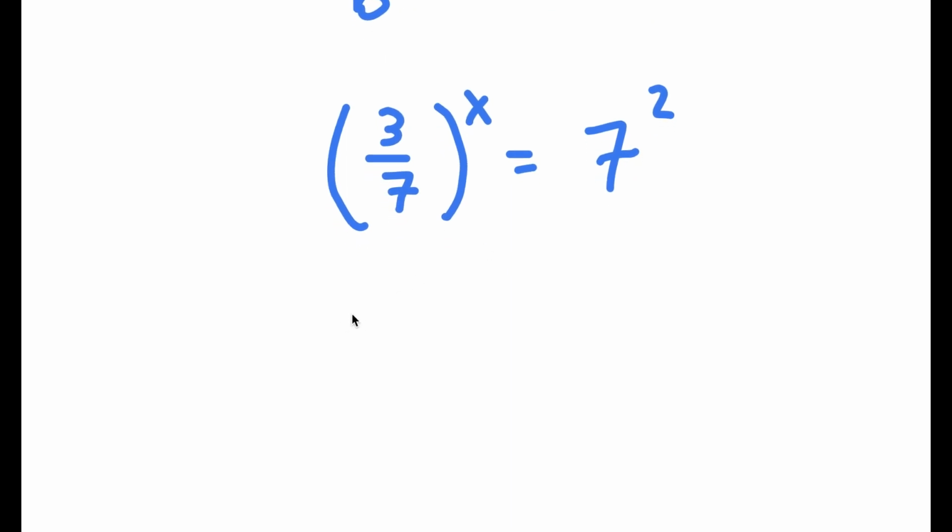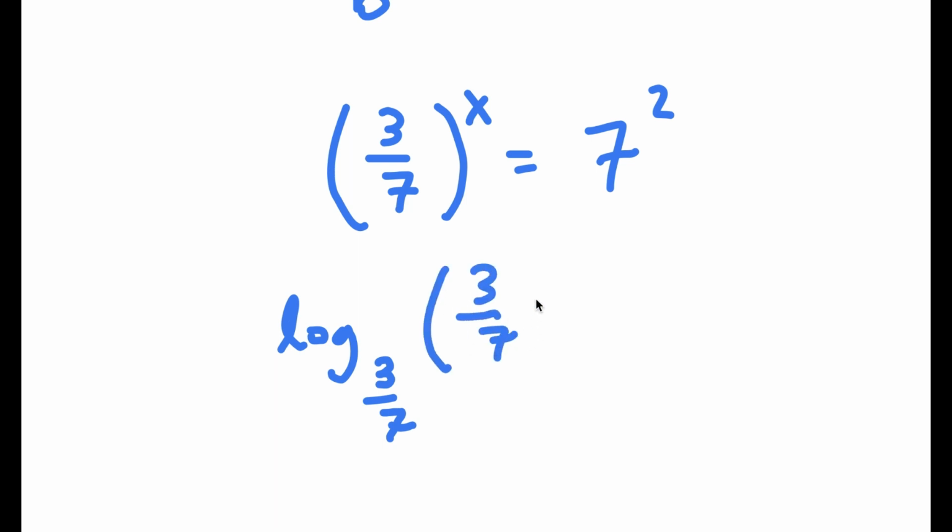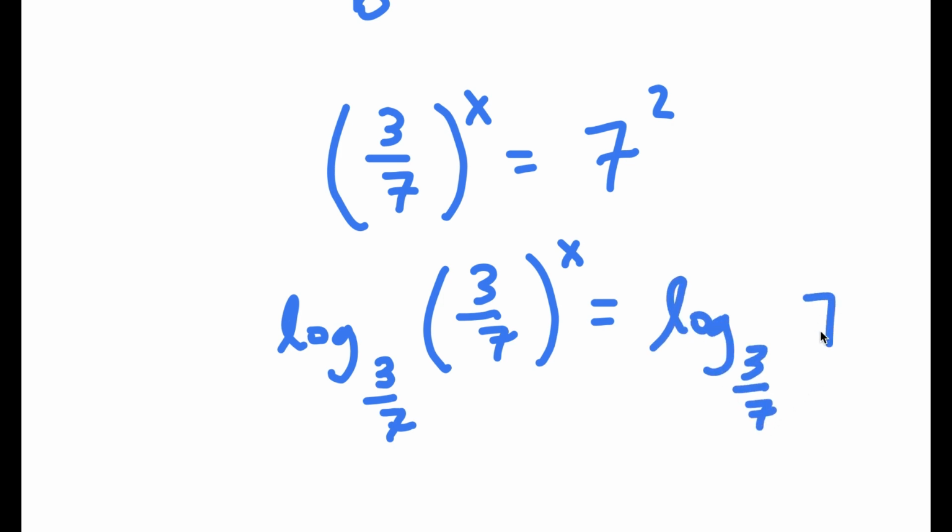Now, I'm going to take the log of base 3 over 7 on both sides. So now I have log base 3 over 7 of 3 over 7 to the power of x is equal to log base 3 over 7 of 7 squared.